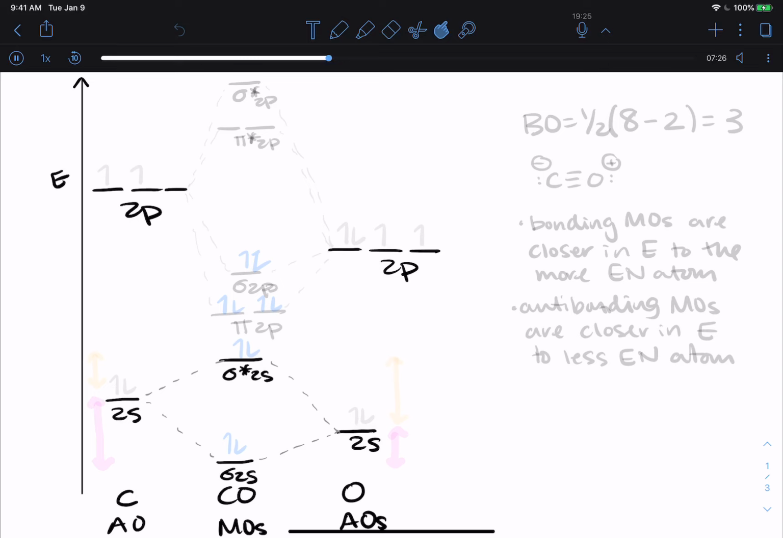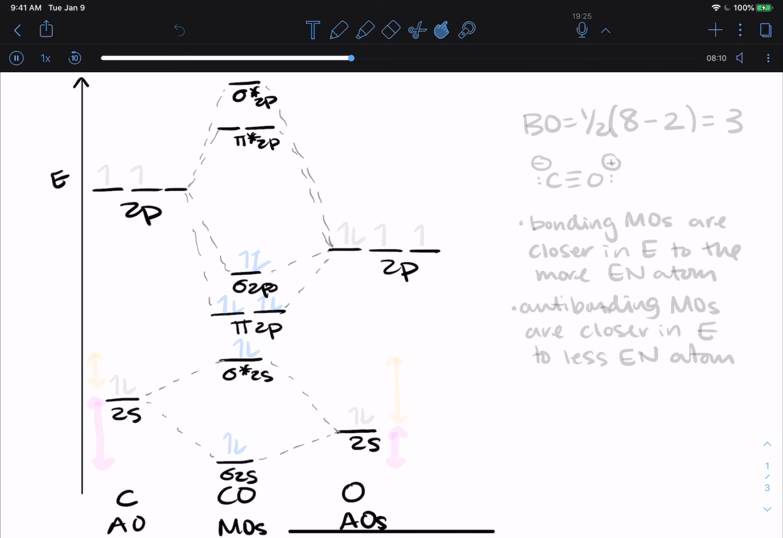Second order means my set of pi 2p bonding is the lowest, then my sigma 2p. The anti-bonding, the pi star set is lowest, and then the sigma star 2p. Put in my connecting lines to show what these contribute to. Okay, so I have everything for my second order diagram.